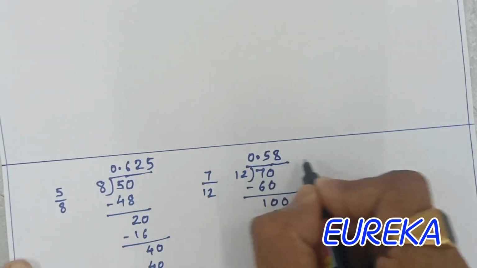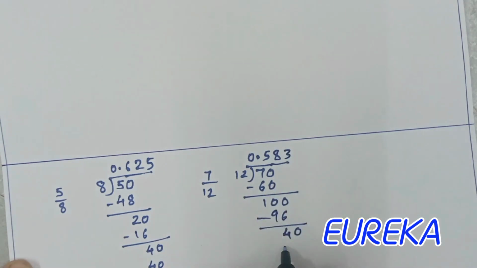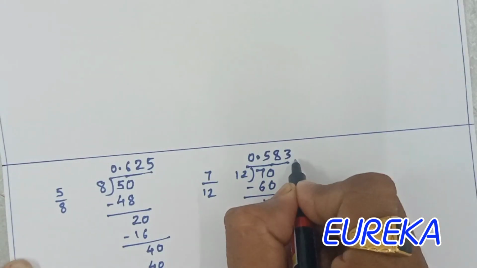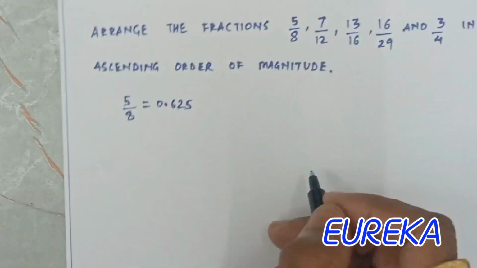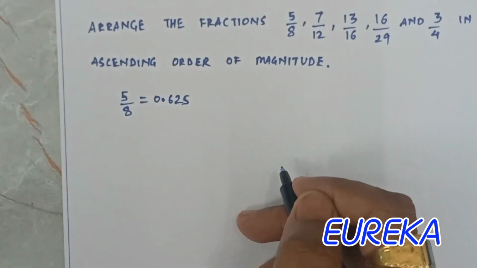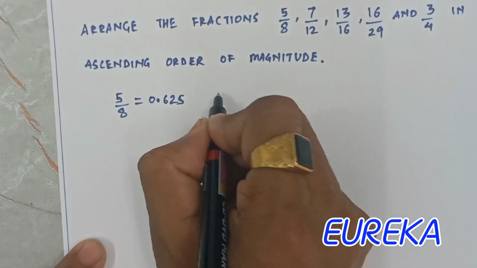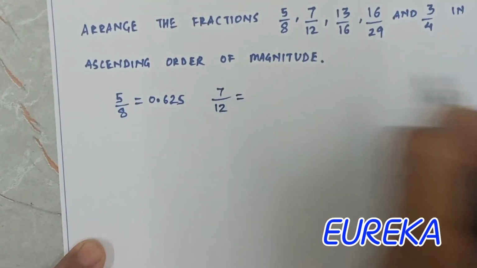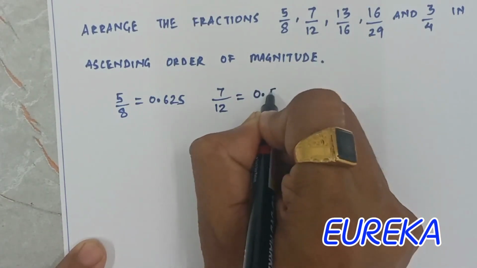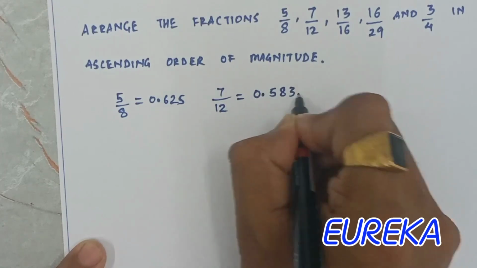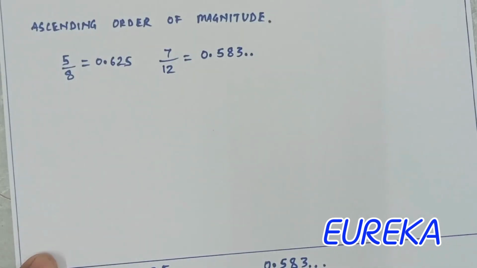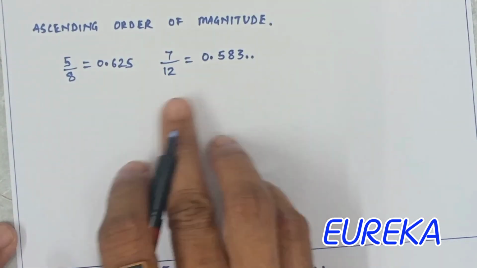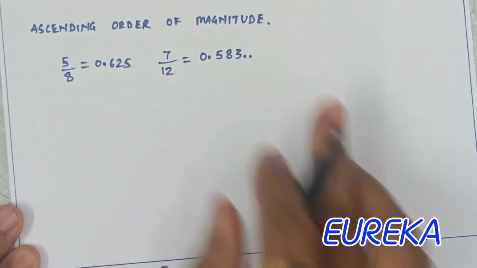Again if I divide, 12 3s are 36 and again 4, so this will continue. Can you see here? So 3 3 3 3 will continue. So what I came to know is that 7 by 12 is nothing but 0.583..., okay, means 3 is repeating itself. Yes, at least it will give the idea that 0.58, where this lies, before this or after this, that much we can understand.